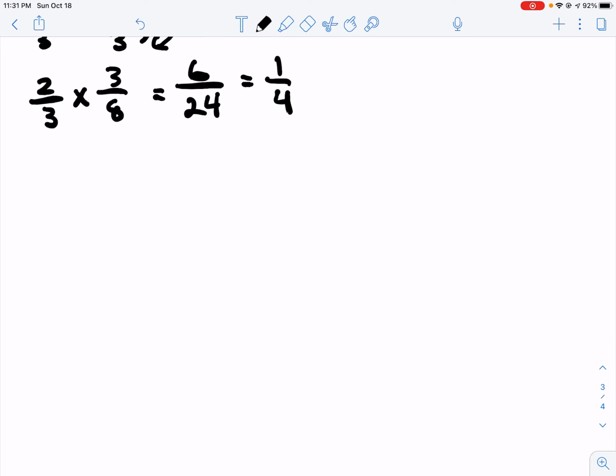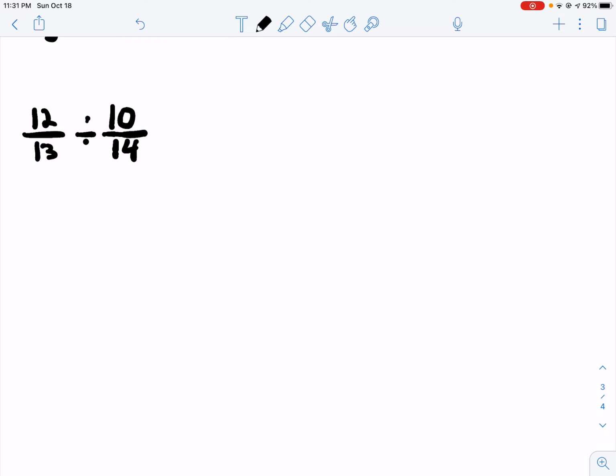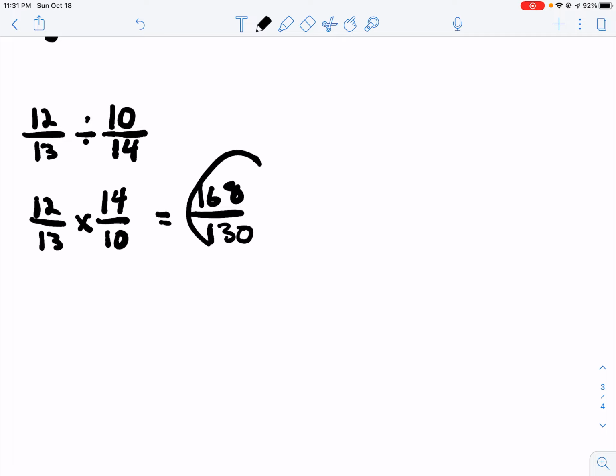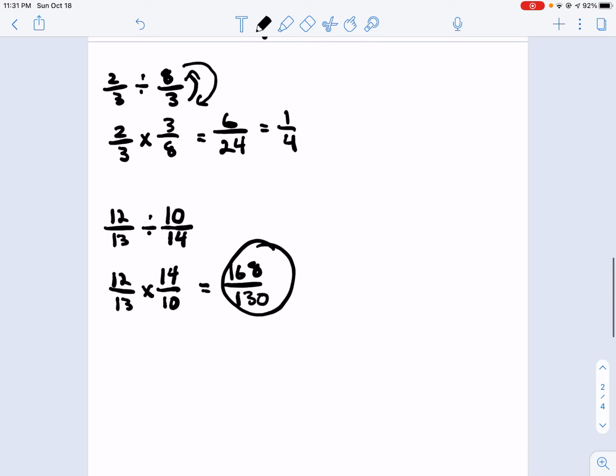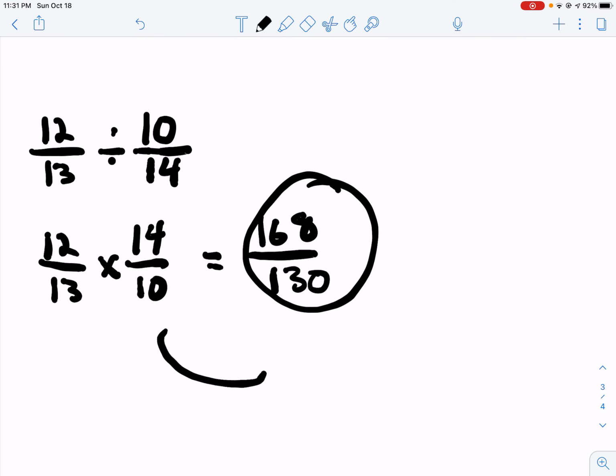Let's try this with a more difficult one. 12 over 13 divided by 10 over 14. Well, let's look at this problem, and we know what to do. 12 over 13 times, flip the second one, 14 over 10. Which would be 168 over 130. So that's how you would divide fractions or multiply them. And you can always use this. This will always work for any fraction.